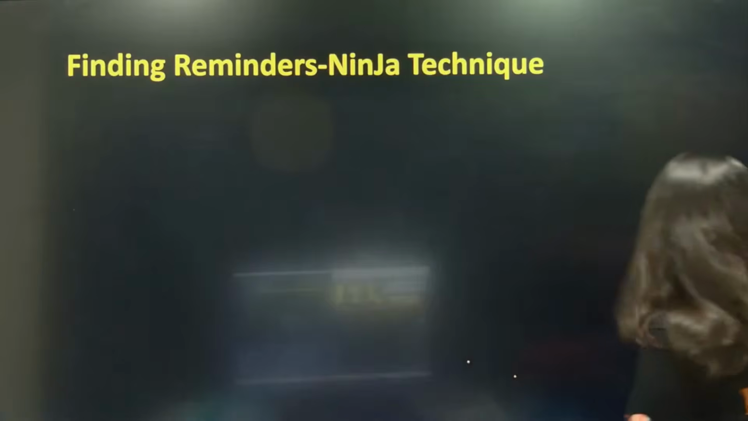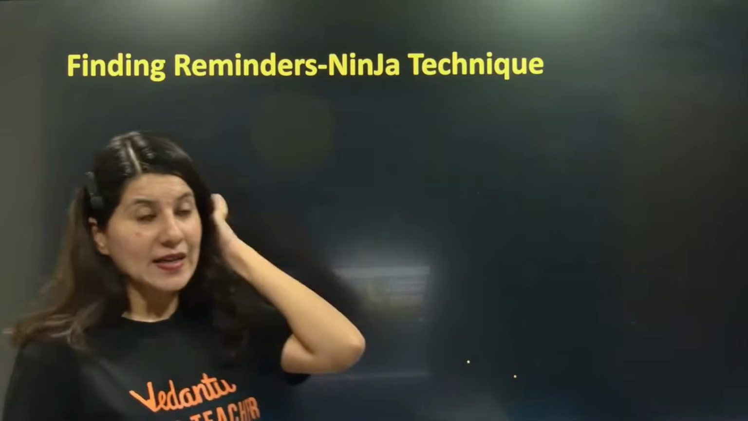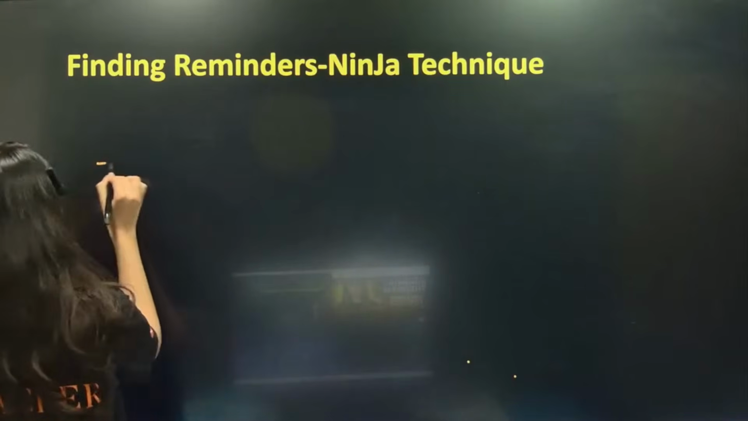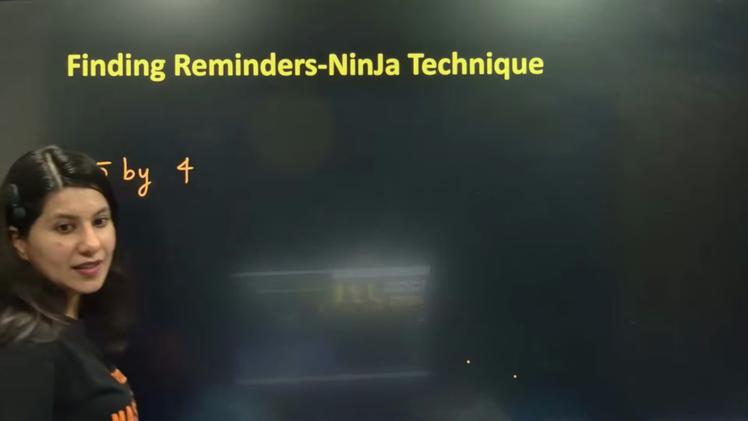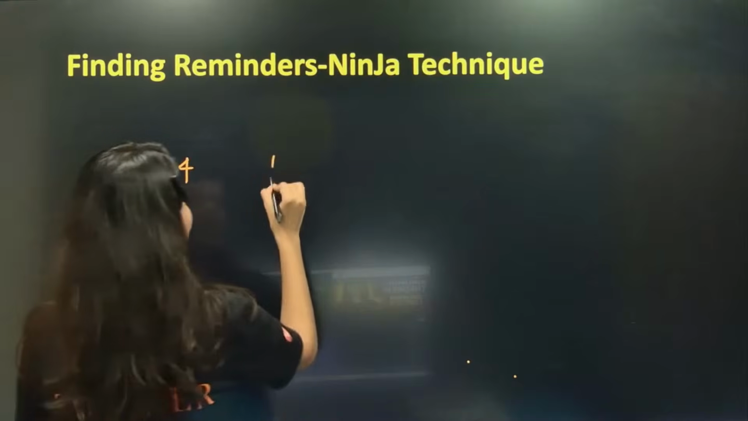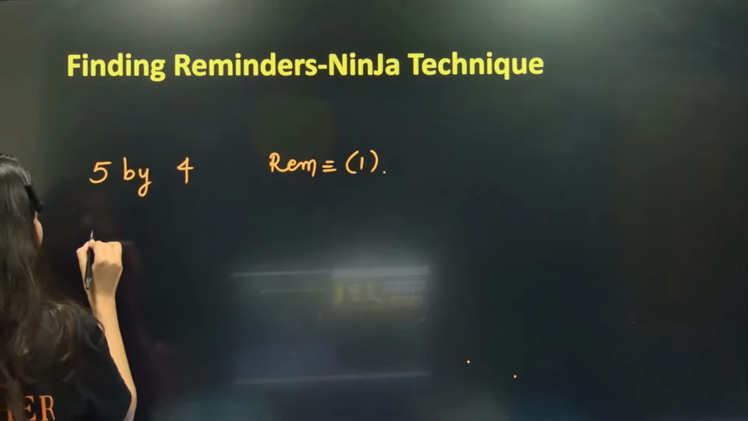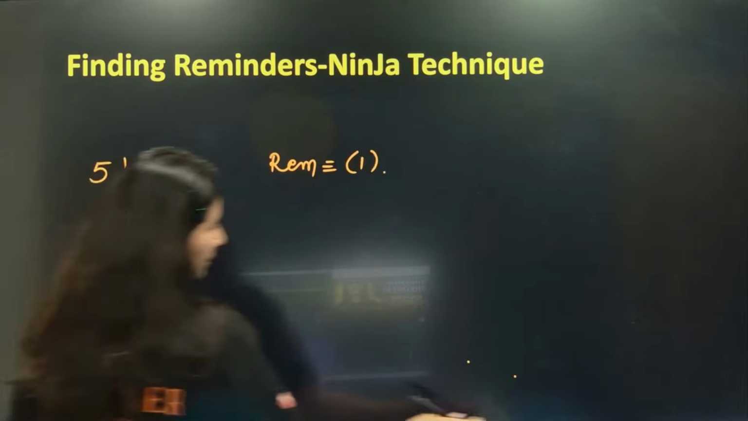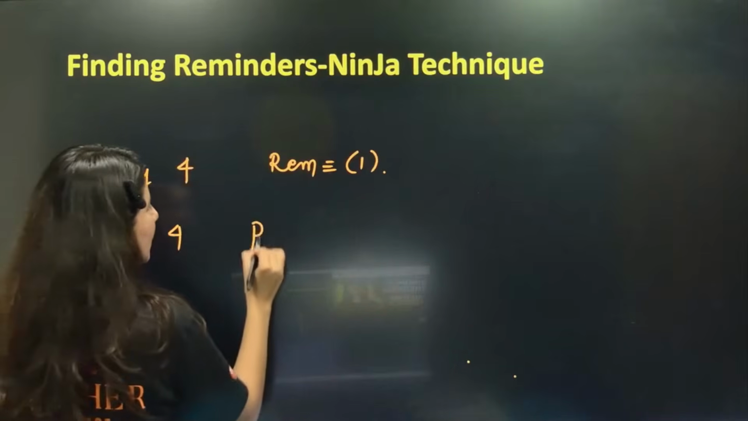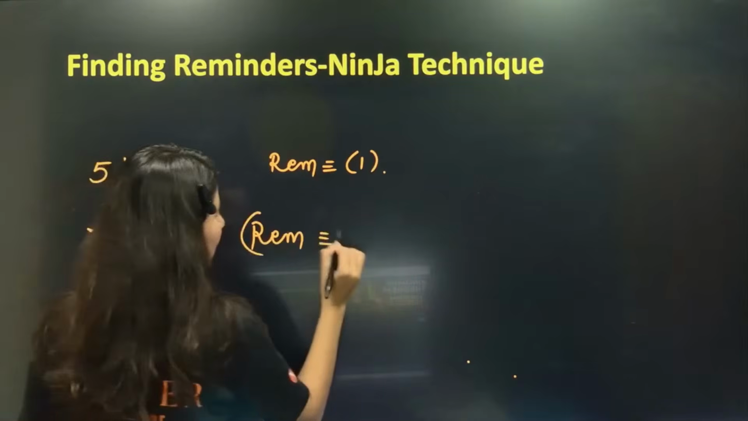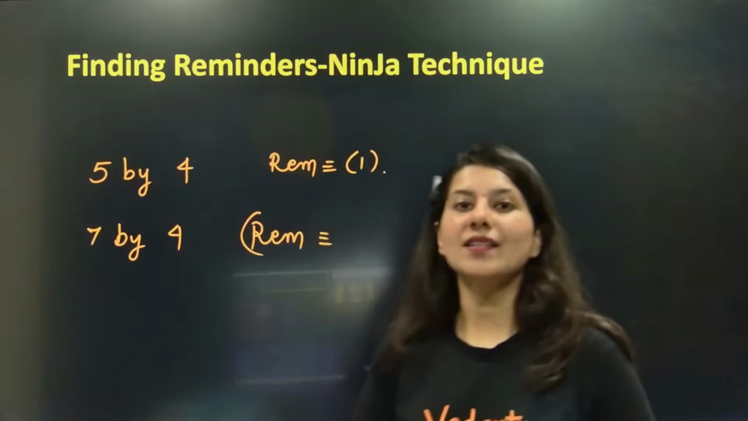Okay, chalo, ninja technique. Finding remainder. Let me tell you two things before we start. If you divide 5 by 4, what will be the remainder? Remainder is 1. If you divide 7 by 4, what will be the remainder? The remainder is actually 3. But tell me the remainder either in +1 or -1 format.